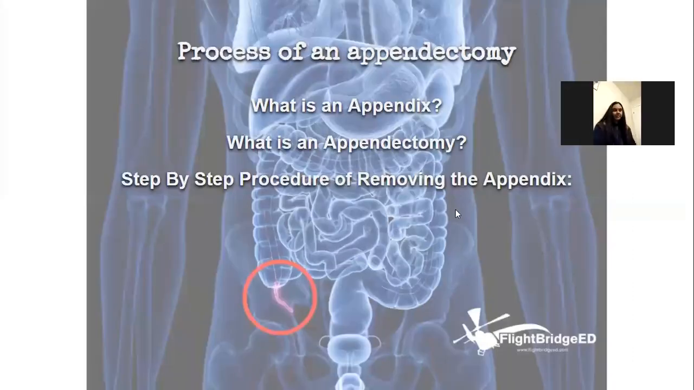So, first, what is an appendix? The appendix is a small pouch-like organ which connects the large intestine to the small intestine and is located in the lower right abdomen. It does not have a large impact on the body, which is why it is easily removable. Now, what is an appendectomy?